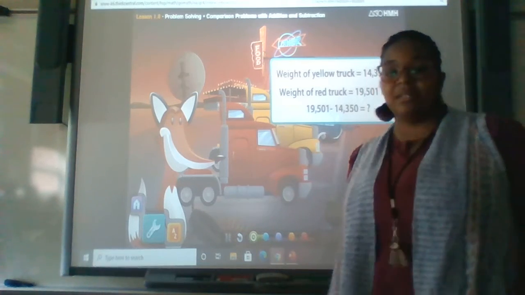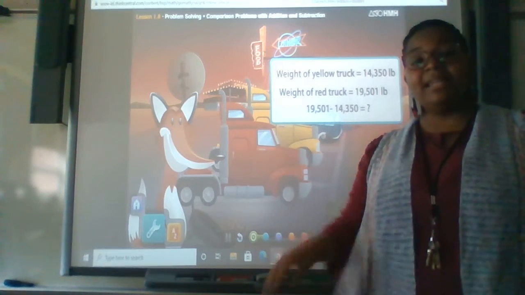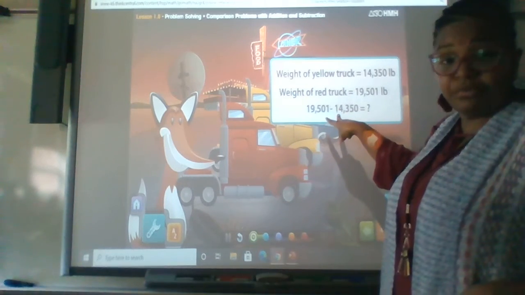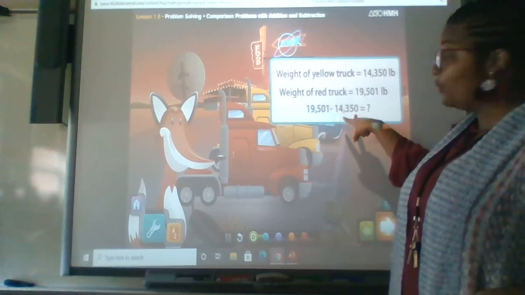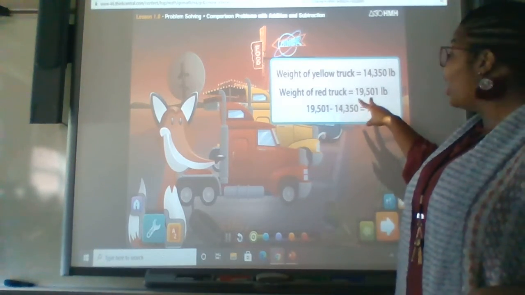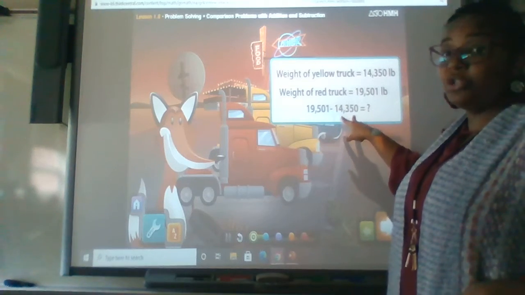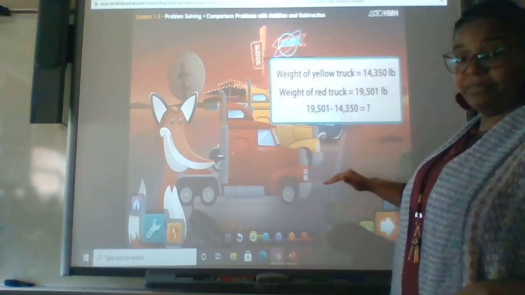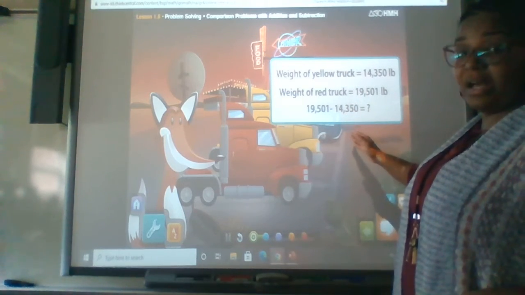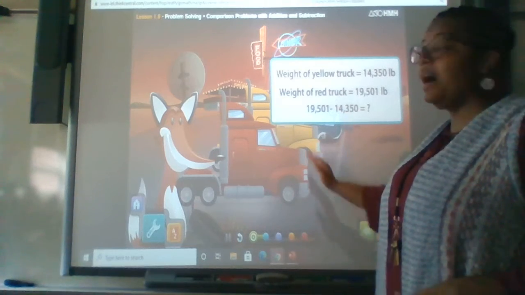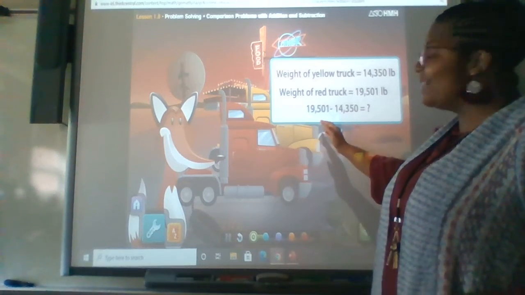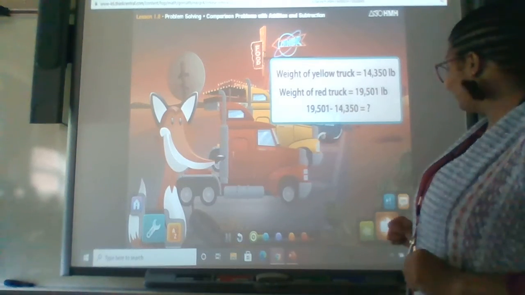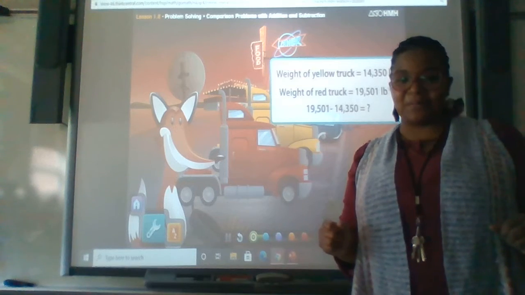Now, boys and girls, before we get started, let me just point out, you are going to see subtraction and addition problems written straight across. The easiest way for you to work those problems, boys and girls, is going to be to stack them. Write the 14,350 directly up under 19,501 and then start subtracting. Ready? Let's compare problems.